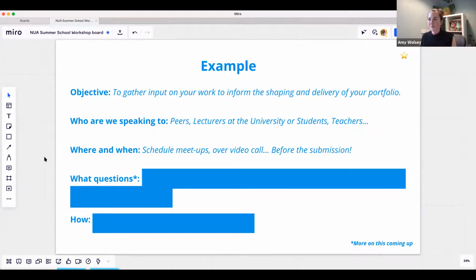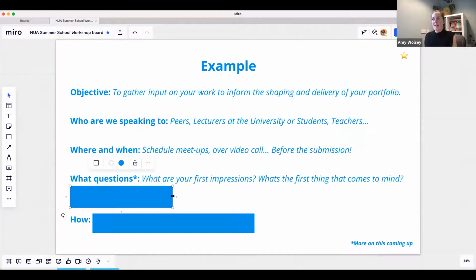Yeah, brilliant. So I'll reveal some of these, and we will come back to this in a little bit more detail. But I like to think about asking things like, what are your first impressions? So if I'm showing something, what's the first thing that comes to mind? What's the first thing they think about, or the first thing they see? Too much or too little? Yeah, brilliant. In terms of amount of work, is it too busy? Have I got enough on the page? Nice questions to ask.